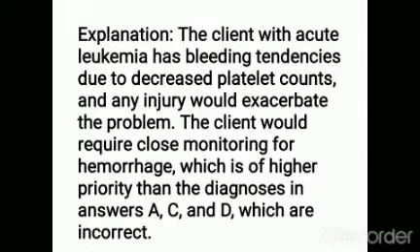Explanation: the client with acute leukemia has bleeding tendency due to decreased platelet counts, and any injury would exacerbate the problem. The client would require close monitoring for hemorrhage, which is of higher priority than the diagnoses in answers A, C, and D, which are incorrect.